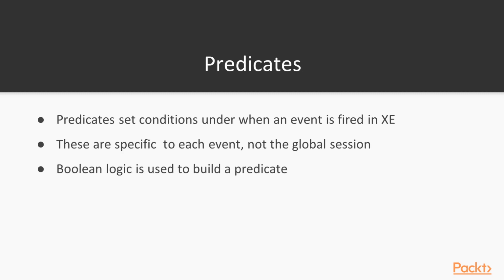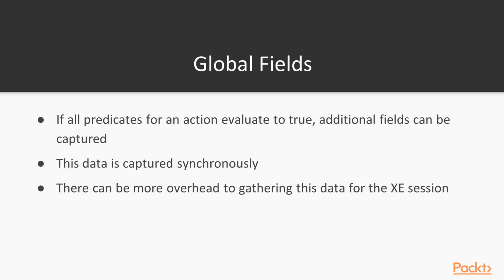Predicates will determine which conditions we actually capture data. When an event is fired, predicates are the Boolean logic, and or, that looks at the various parameters we've set to decide if that event is going to be captured. These predicates are specific to each event, not the global session. So the more events you capture and the more that you try to include a predicate for, the more complex your session can be. If the predicates for an action evaluate true, then additional fields can be captured. This is not the default payload. These are additional fields, and this data has to be captured synchronously. So you want to be careful about capturing too much data, or certainly large data fields, because there's a lot of overhead from gathering this data.